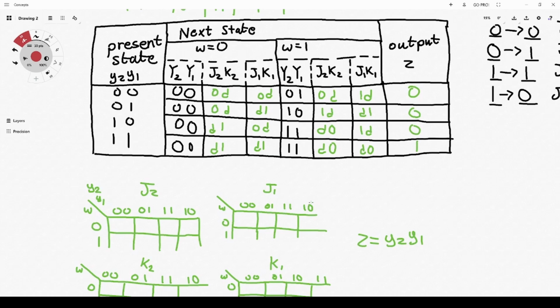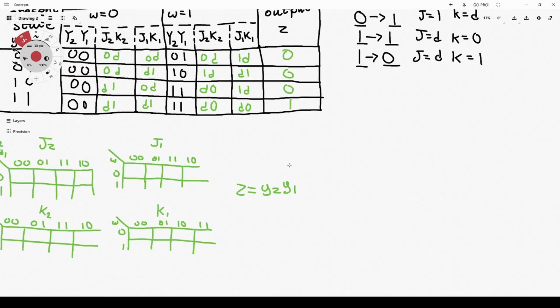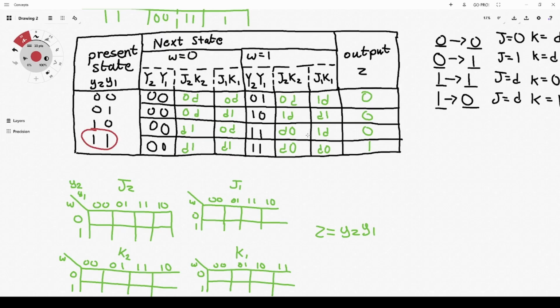Alright, now we're at our final step, where we just take our entire table and transfer it into a K-map to derive all of our equations, like the problem asked. I already did Z here because, as you can see, there's only one scenario where this output is equal to 1 for Z, and that's when Y2 and Y1 both equal 1. So we can just say Z is equal to Y2 and Y1.